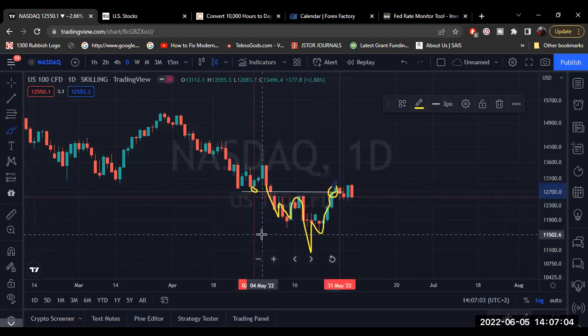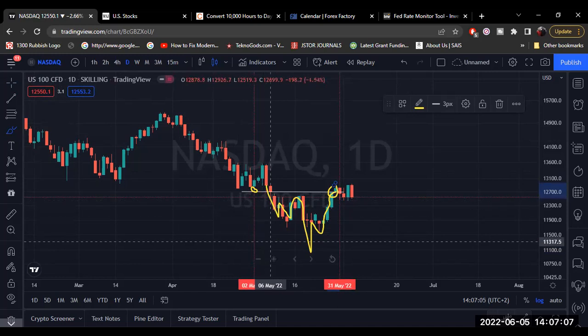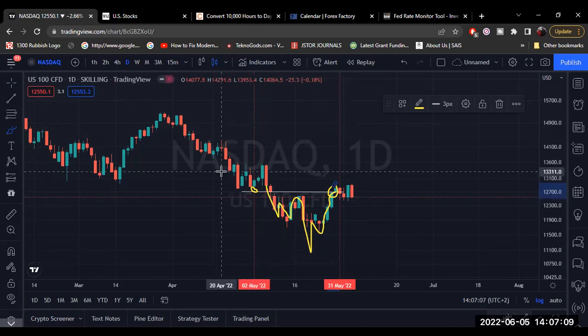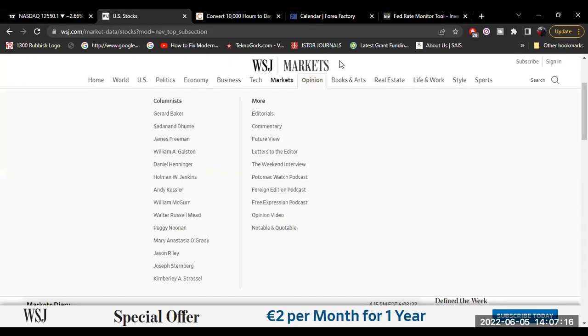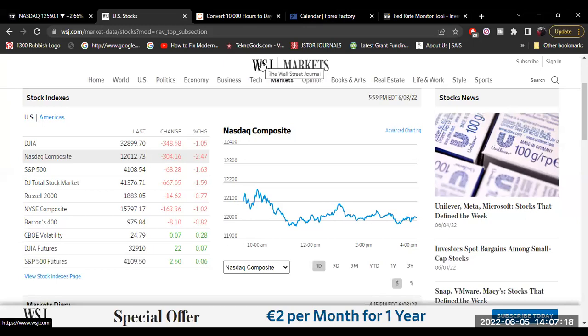NASDAQ 100. I did this for the public. I use the S&P 500. I can do this on any chart. If you look at it, Wall Street, these guys here just played with a lot of people's emotions, created fear in the market.